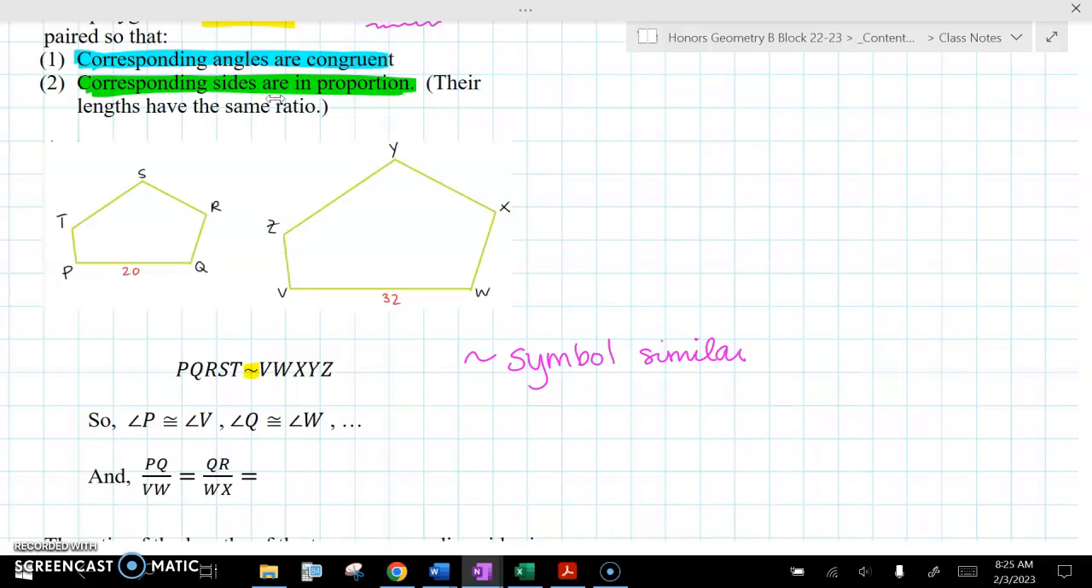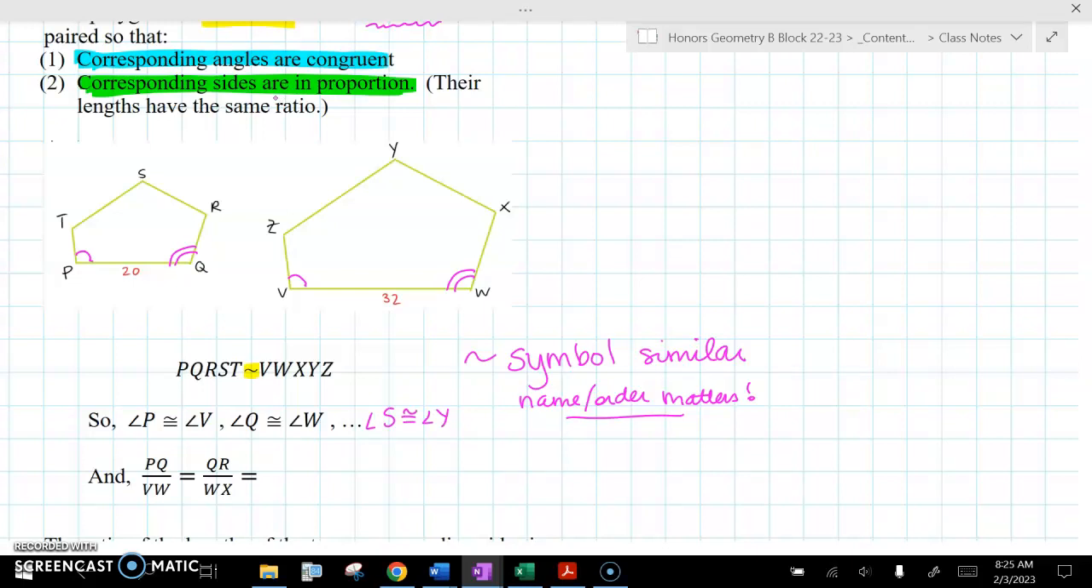And the naming, again, is very important because it tells us which parts line up and correspond to the parts of the other figure, just like it did when we were ordering and naming triangles. So because of the way this is named, we know that angle P is congruent to angle V. We also know that angle Q is congruent to angle W, and we could go around our figures to find all the corresponding angles. We also could say that angle S is congruent to angle Y, and so on and so forth.